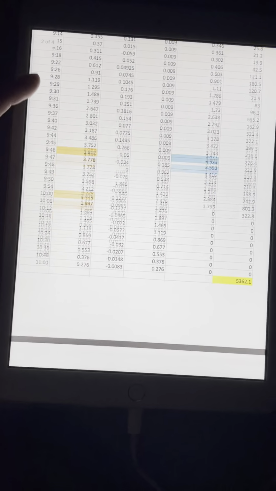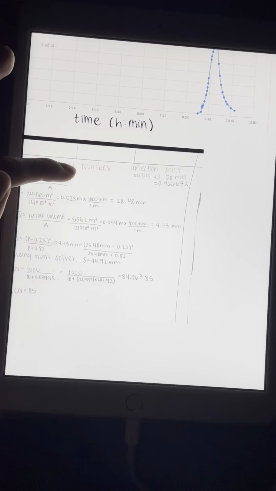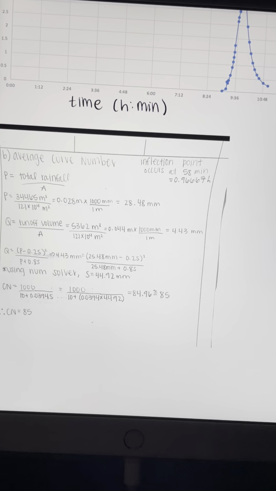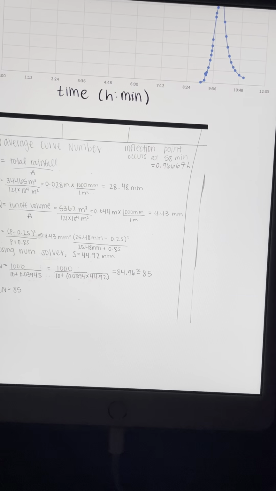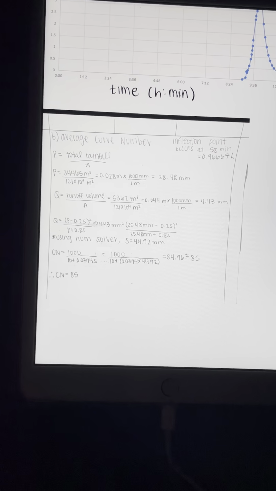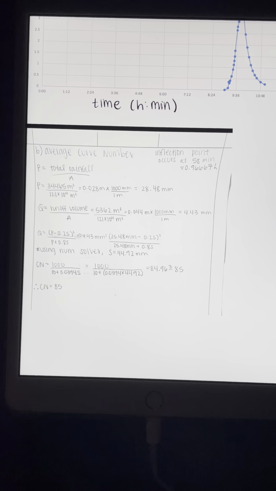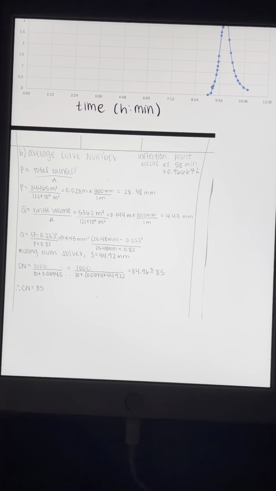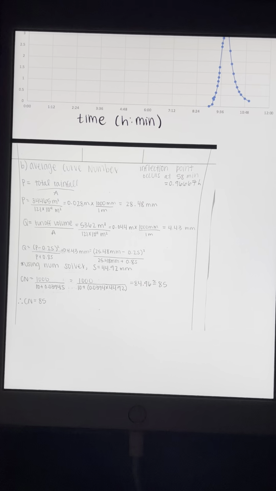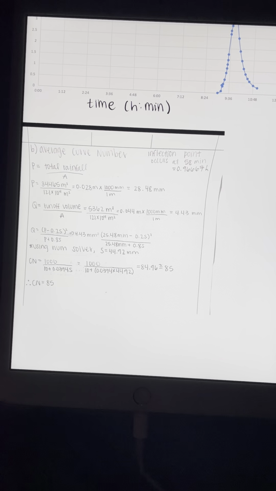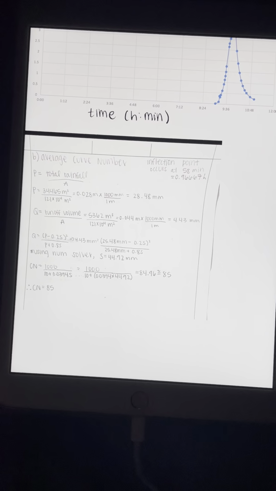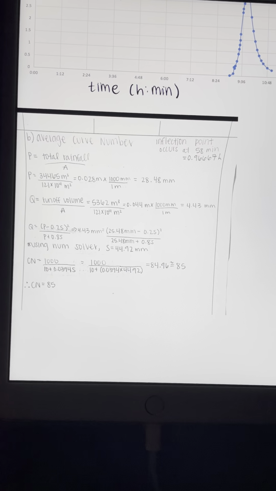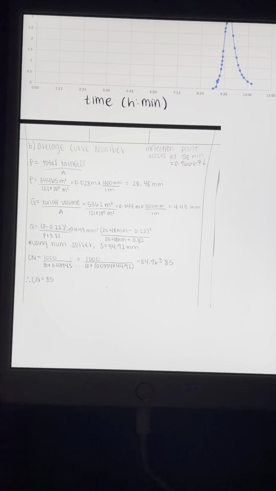Part B of this problem asks for the average curve number. So you'll use this equation to determine P, which is rainfall depth, and that's the total rainfall in volume divided by the area. And after some unit conversions, you'll get 28.5 millimeters. And then you have to determine Q, which is the runoff depth, and you'll do the runoff volume divided by the area. And after some unit conversions, you'll get 4.43 millimeters.